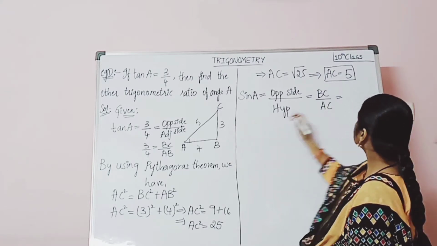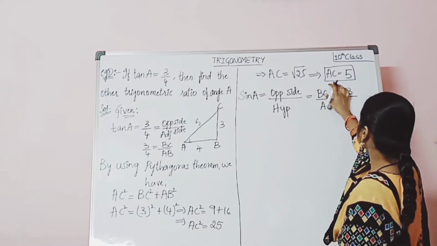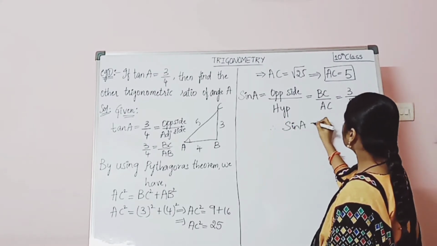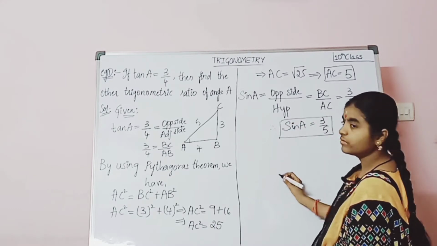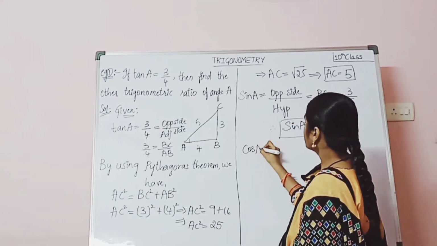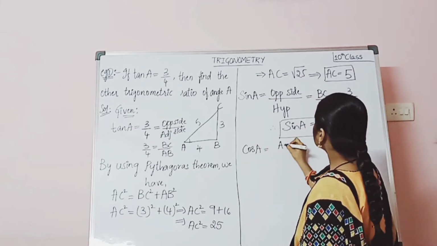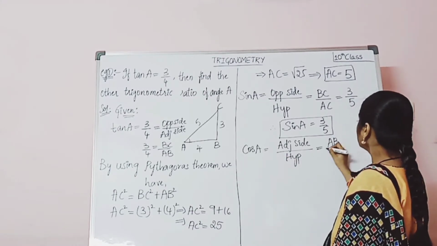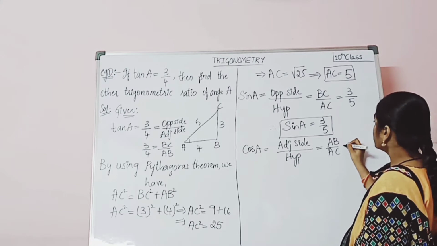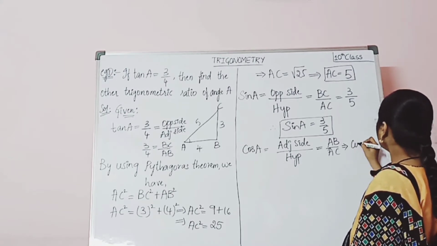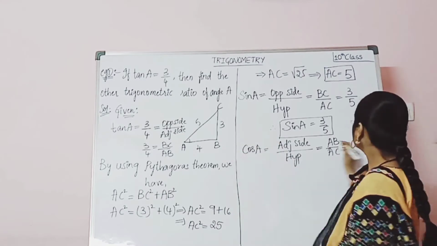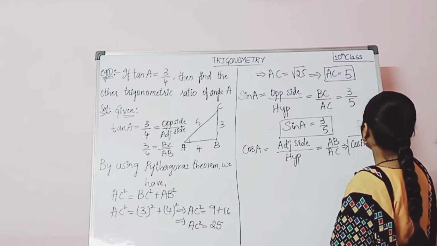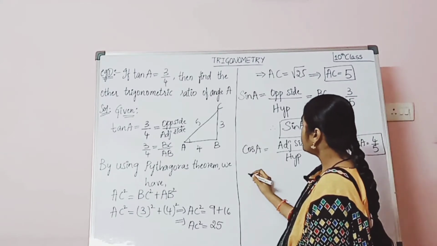What is the opposite side here? 3. What is the hypotenuse? Just now we found it, 5. So 3/5. Therefore sin A equals 3/5. Now cos A. What is the formula for cos A? Adjacent side by hypotenuse. The adjacent side is AB, and the hypotenuse is AC. That implies cos A equals AB is 4, AC is 5. So cos A equals 4/5.